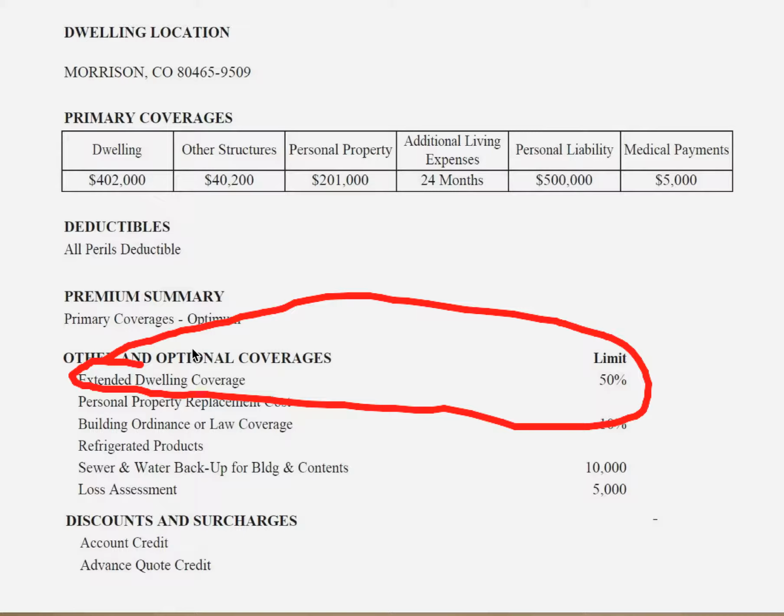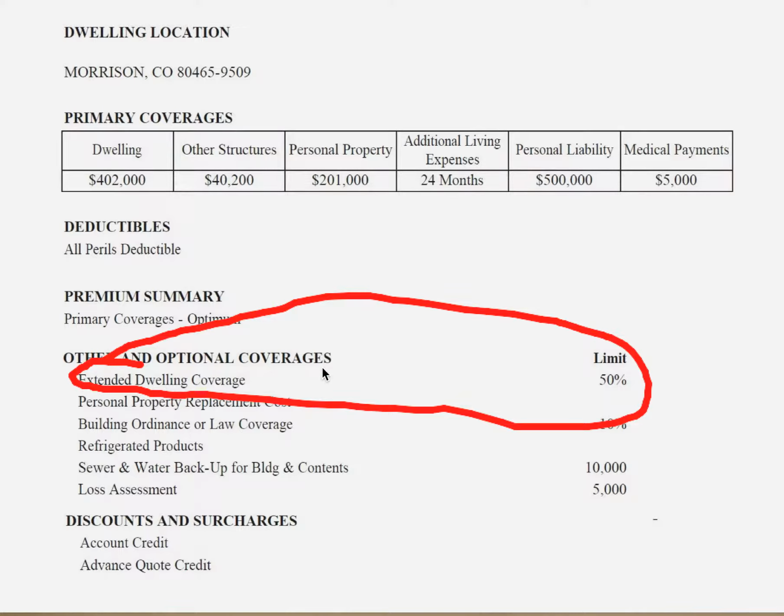And this coverage has a lot of variations based on the company that you go with. Now, extended dwelling coverage is an extended percentage above your dwelling coverage. So this specific client has $402,000 in dwelling coverage, but they also have an extra 50% on top of that. So essentially, they have an extra $201,000 for a total dwelling coverage of $603,000. What this is, is an extra contingency fund.